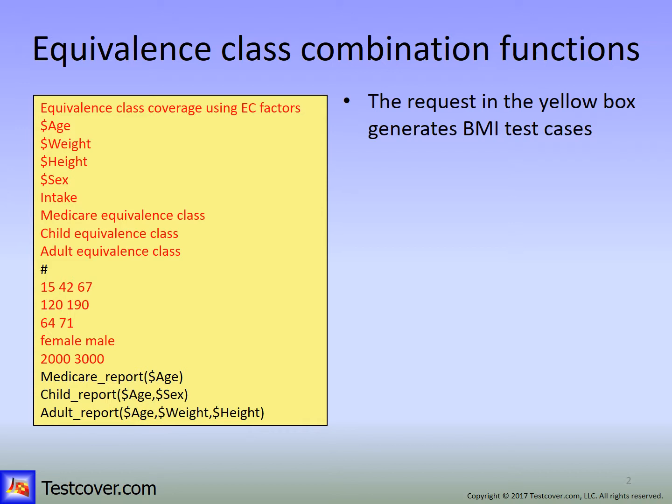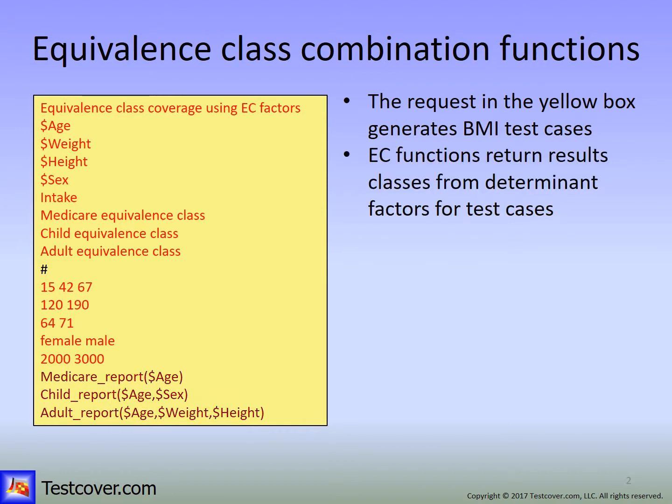The equivalence class functions return expected results classes from their determinant factors. Each function is evaluated for all combinations of its determinant values before test case generation. For example, the adult report function is evaluated 12 times for 3 ages, 2 weights, and 2 heights.